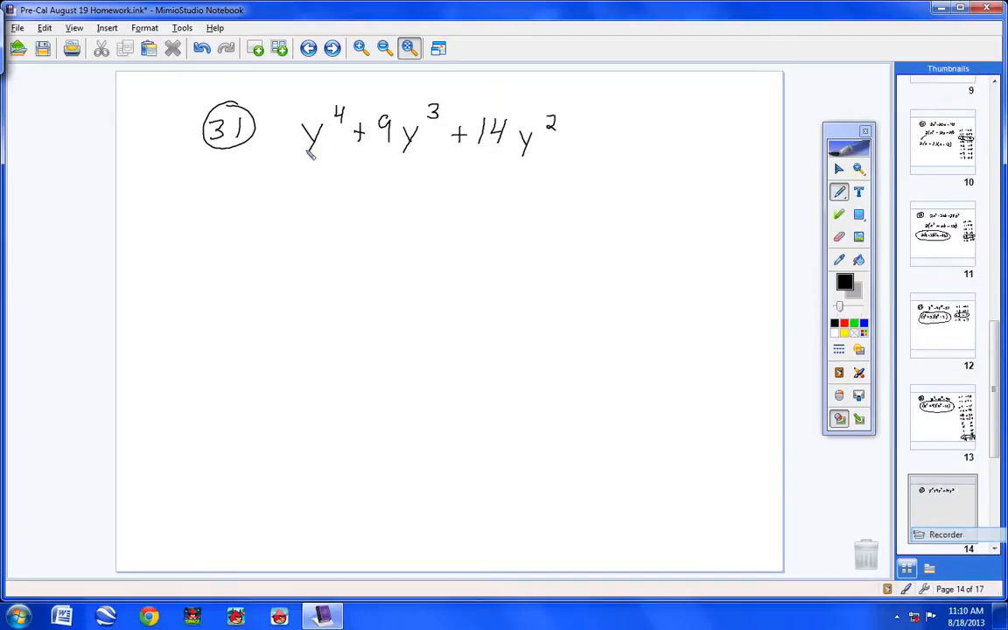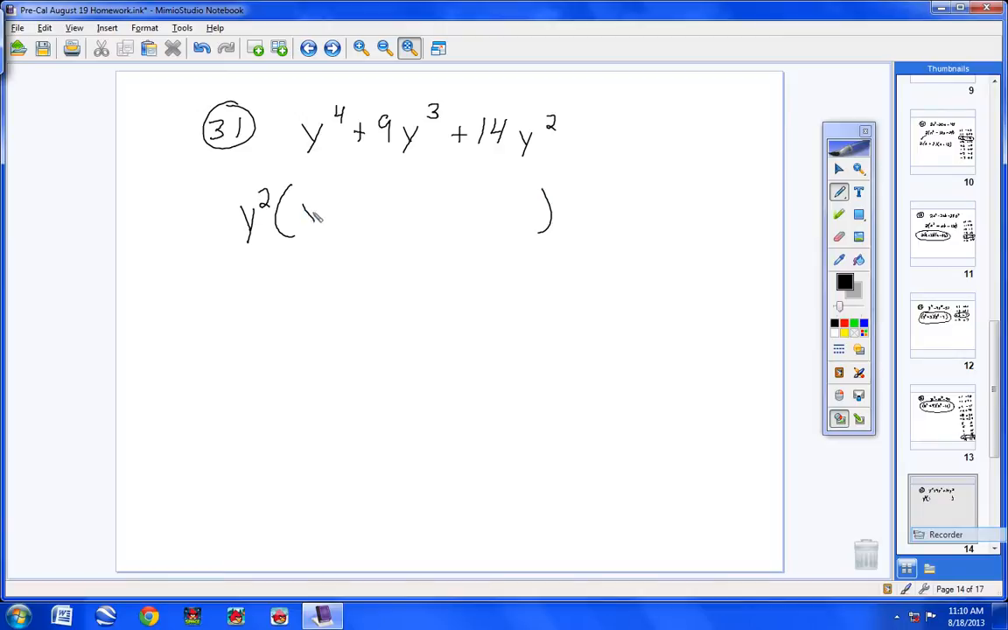All right, now on number 31, we always stop and we always pull out what's common first. I've got a 1, a 9, and a 14. So there's no whole numbers or no integers I can pull out. But look at your variables. I have 4y's, 3y's, and 2y's. So I can take 2y's out. So I'm going to pull 2y's out. And let's see what we're left with.